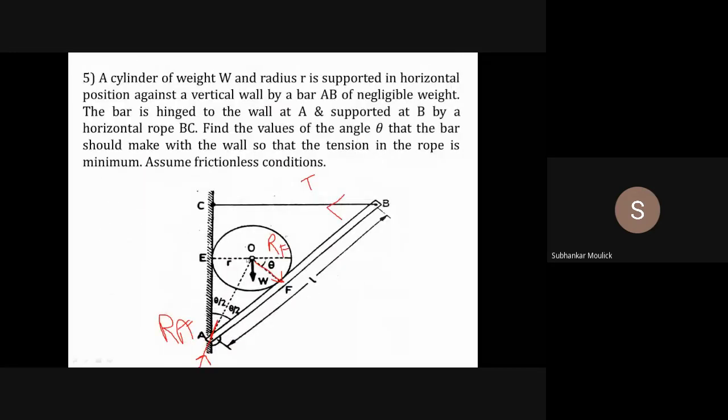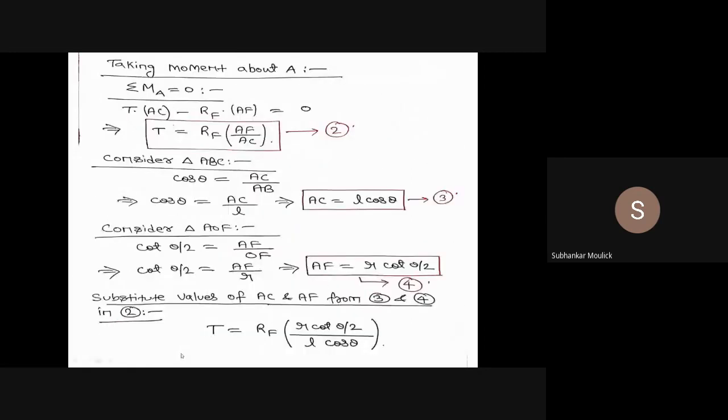So I can see in the figure very clearly that the entire body can rotate about point A. Yes or no? Yes, sir. That means I can take moment about point A. So if I take moment about point A for this bar AB, what can I write?